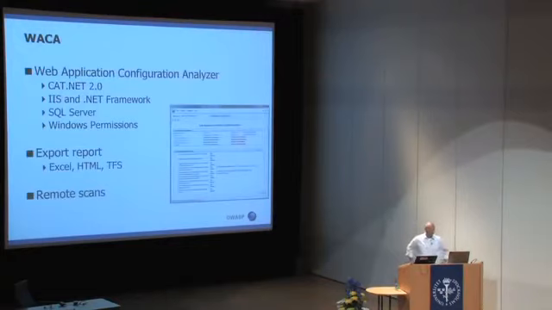Another tool is called Web Application Configuration Analyzer, something that can be downloaded, and it's actually using the rules from CAT.NET to analyze not only the source code that you're running currently, but to analyze your computer or a remote computer instead, and also analyzing the Internet Information Server, the .NET Framework configuration settings, security settings, and also SQL Server security settings and Windows permissions like file shares and ACLs and such, which is a really cool, interesting tool that can be used for sort of penetration testing.